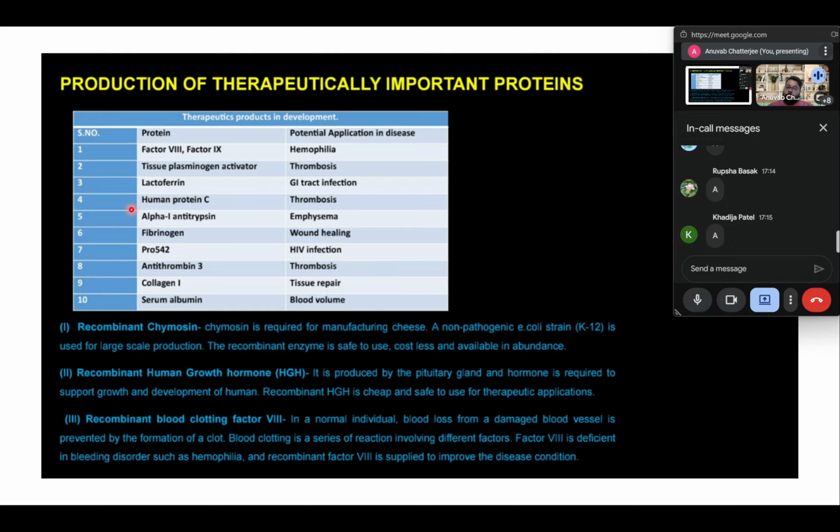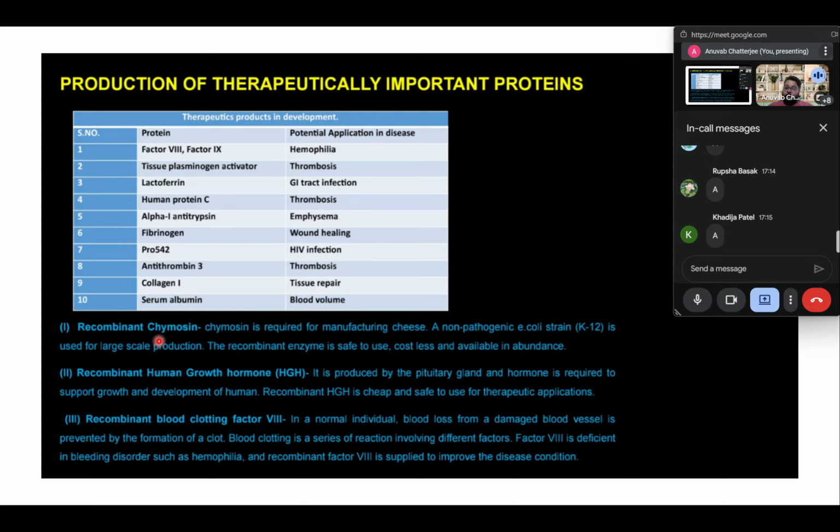Thrombosis, again, you can use human protein C. Emphysema, you can use antitrypsin. Wound healing, fibrinogen. HIV infection, Pro 542. Thrombosis, again, antithrombin 3. Tissue repair, collagen 1. Blood volume, serum albumin. So, depending on which protein causes the particular disease, you can just put it into the body and then that should fix it. That is the very bare basics of it, but that is essentially what you want to do.